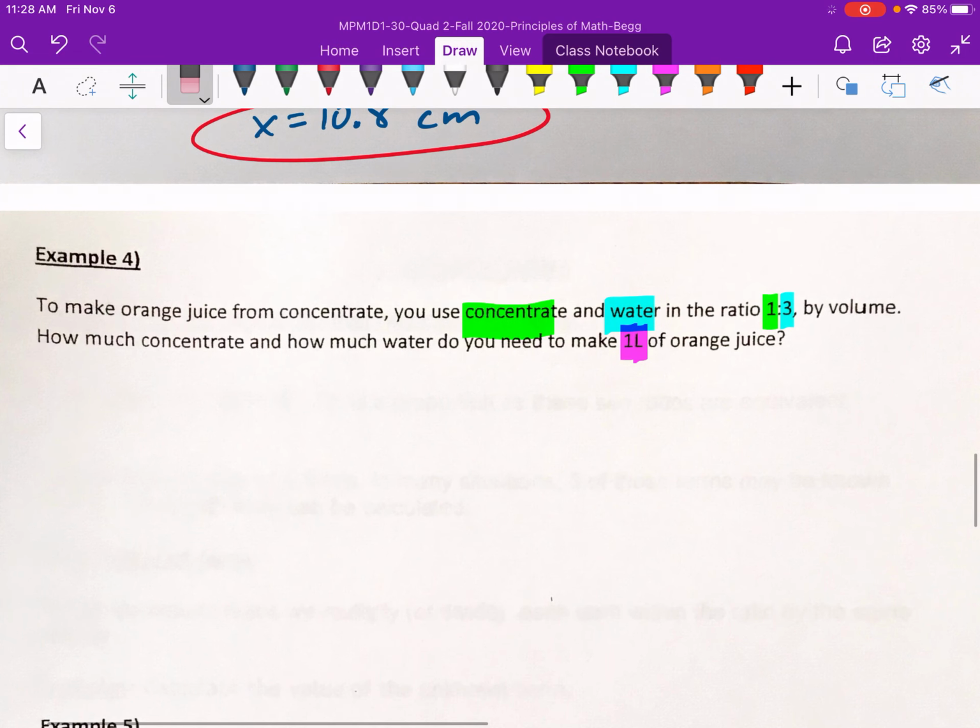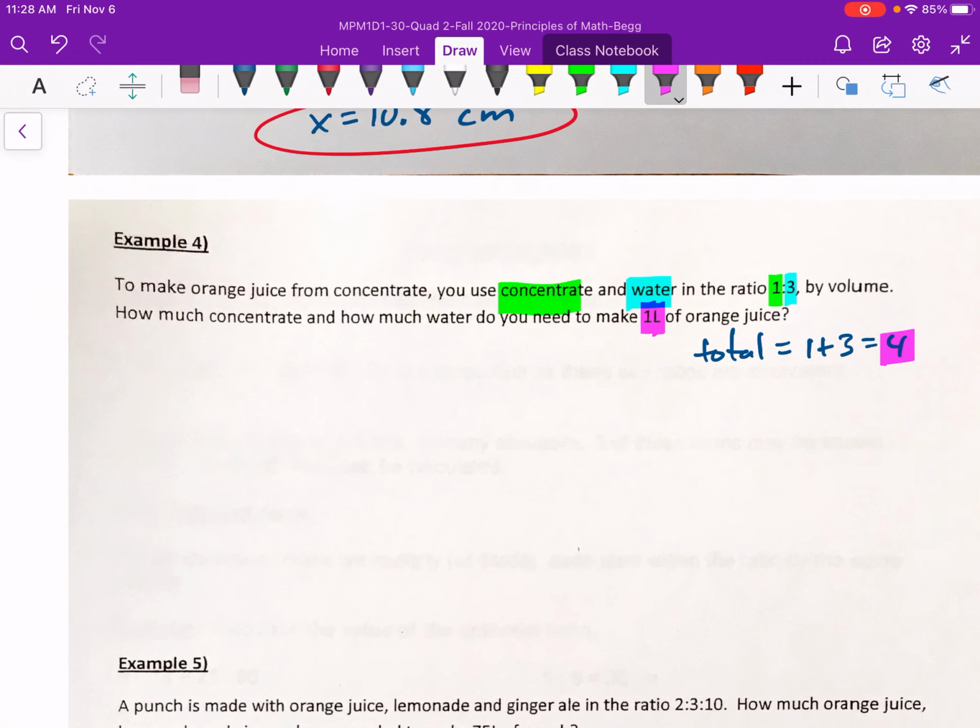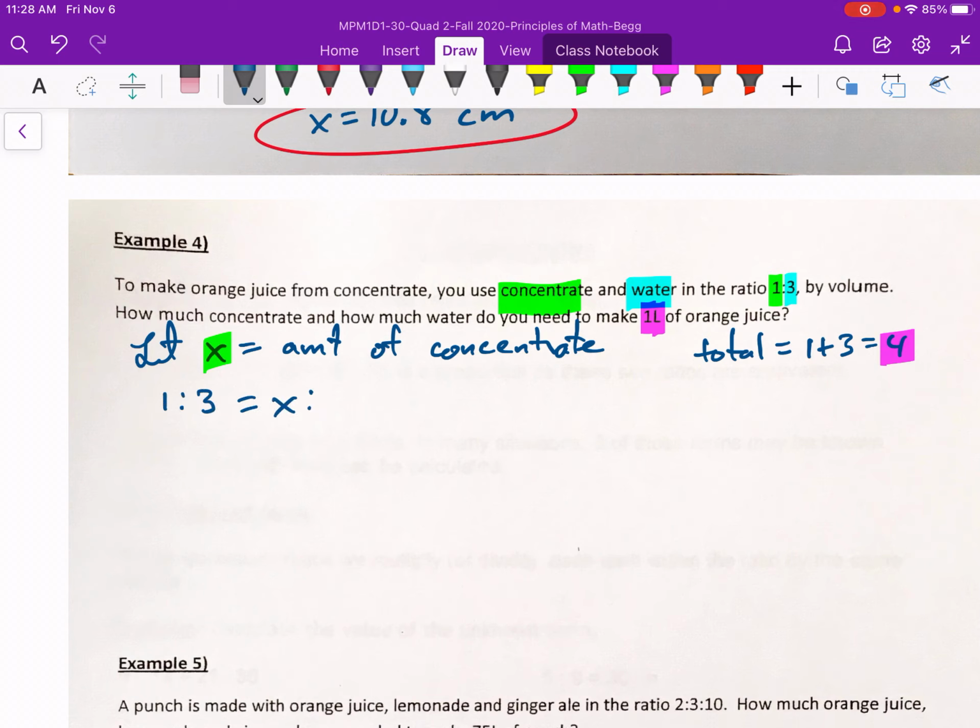So that means I need to find the ratio total parts. Total parts is 1 plus 3, so there's 4 parts altogether to make up 1 liter of orange juice. So if we let x be, what do we need? How much concentrate and how much water, it doesn't really matter. I need to get concentrate and water. So let x equal the amount of concentrate. So that would mean that I need to do 1 to 3 is equal to x to 4.